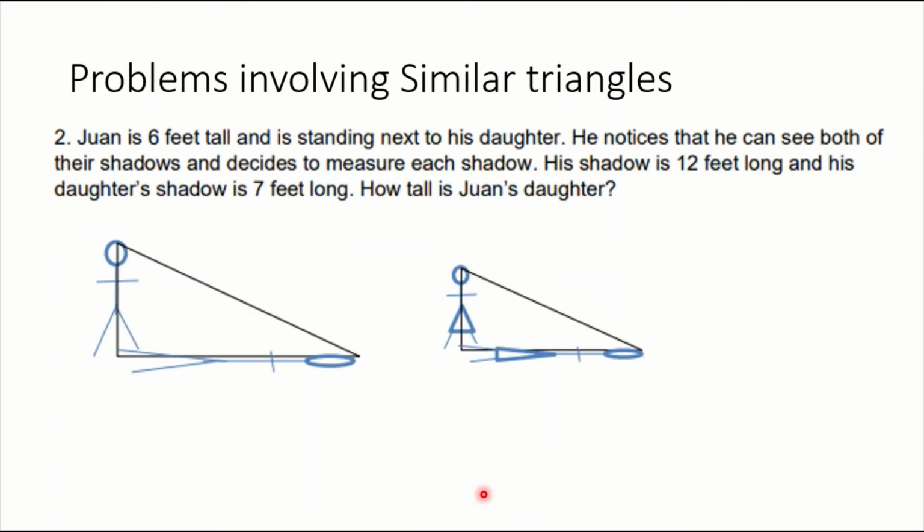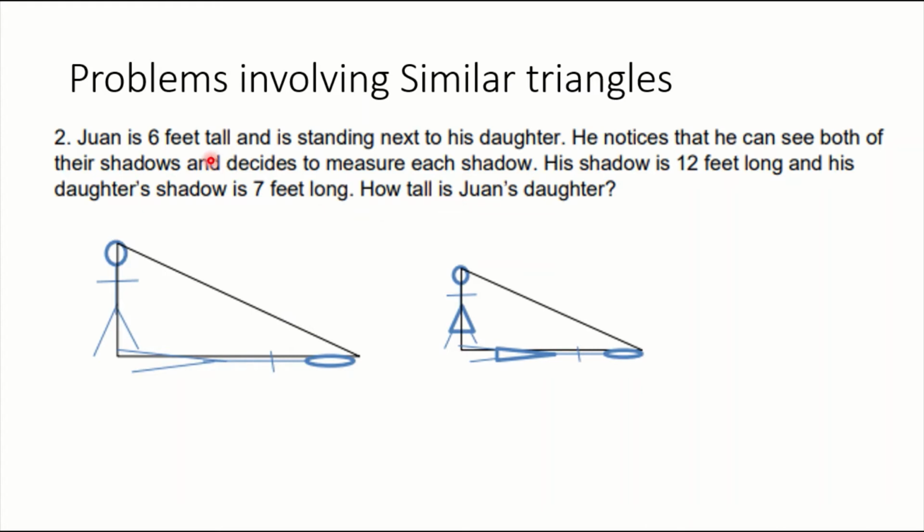Okay? Next, another question. Juan is 6 feet tall and is standing next to his daughter. He notices that he can see both of their shadows and decides to measure each shadow. His shadow is 12 feet long and his daughter's shadow is 7 feet long. How tall is Juan's daughter?